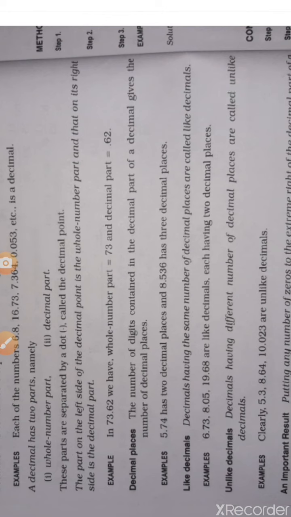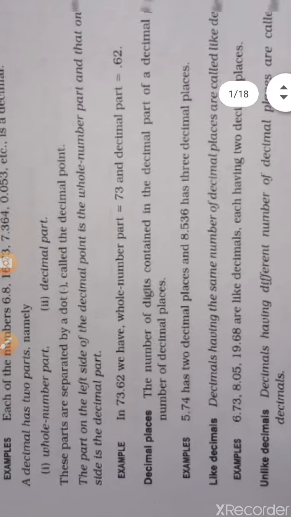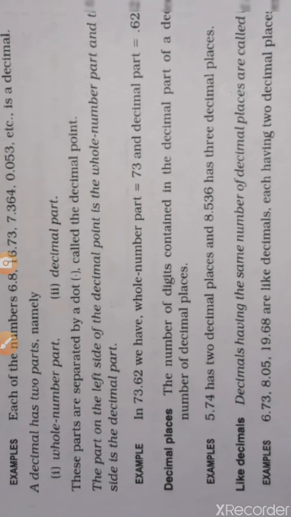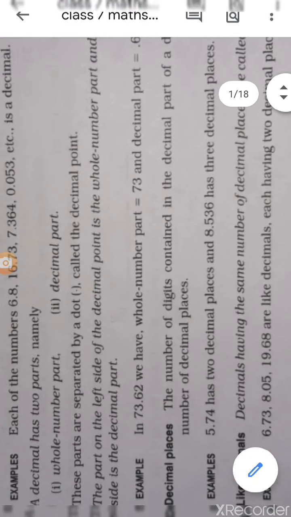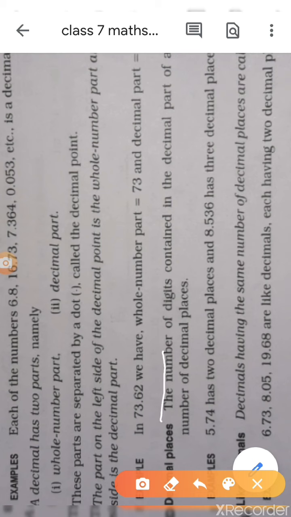The part on the left side is called whole number part and the part on the right side is called decimal part, as it has been given in this example. In this example, 73.62, 73 is the whole number part or integral part also you can say, and 62 is the decimal part. Now let's move forward.